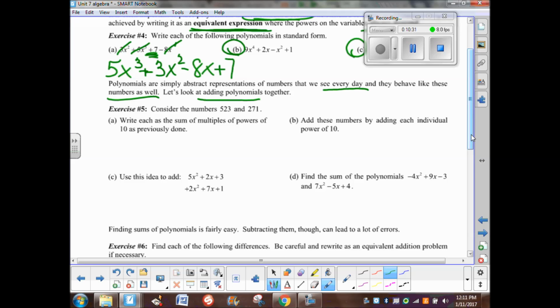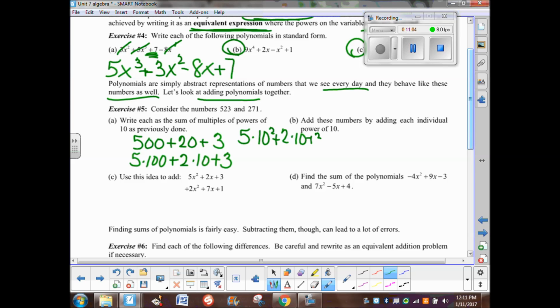Write each of them as the sum of multiples of powers of 10 as previously done on the first page. So if I take 523, I could say it's 500 plus 20 plus 3. And then I could further say it's 5 times 100 plus 2 times 10 plus 3, which is then, I have to write it over here to the side, 5 times 10 squared plus 2 times 10 plus 3. So I'm going to put that one aside just for a second. I'm going to pause and shift some things over.